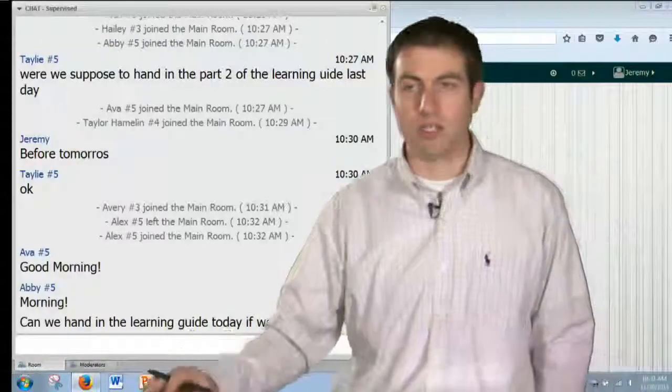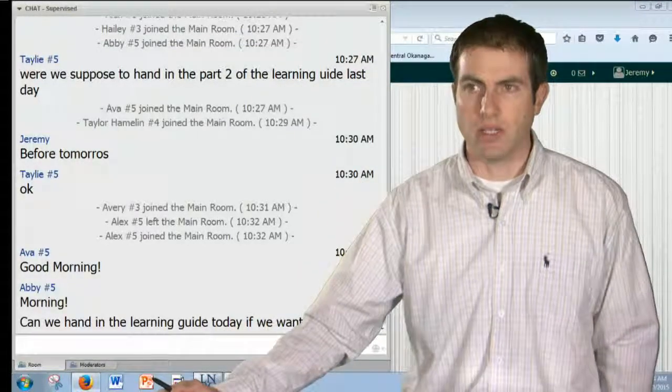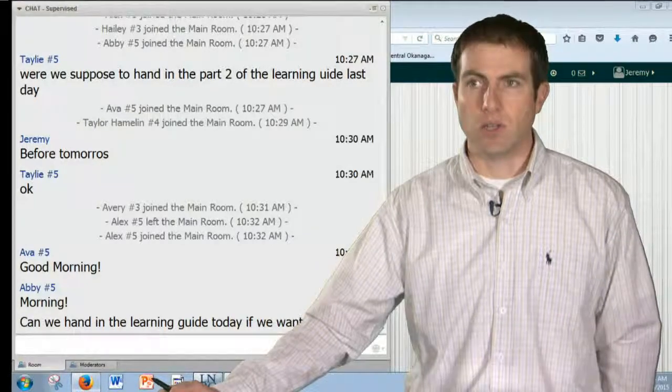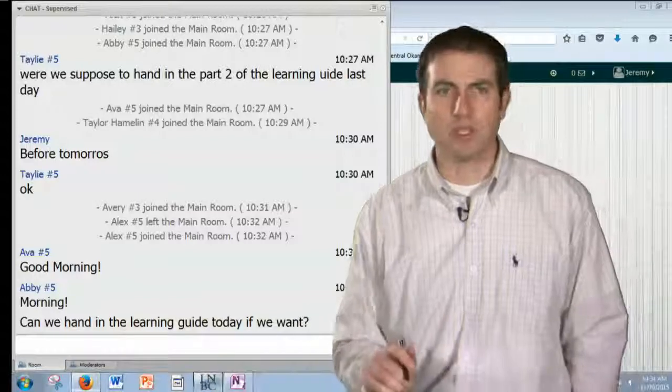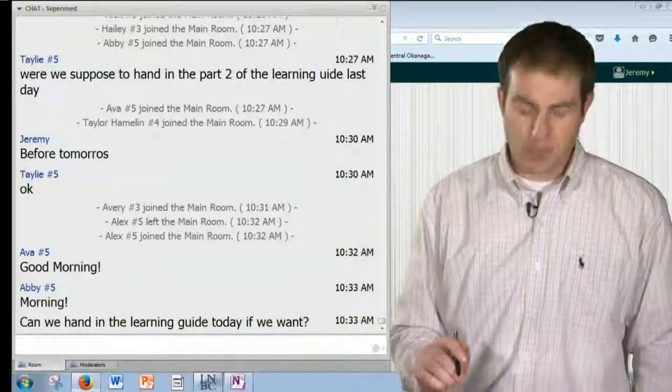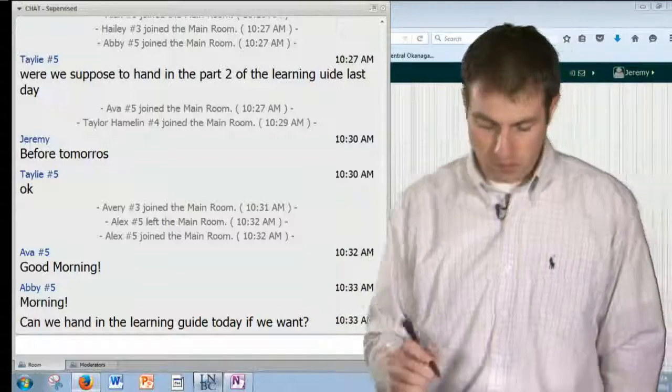Can we hand in the learning guide today? Yeah, that's completely fine if you want to hand it in today. I think one person already handed it in this morning, or maybe the other day. I wasn't at work on Friday, I was sick, so I didn't check anything on Friday, but I didn't see a bunch in this morning, so we should be okay.